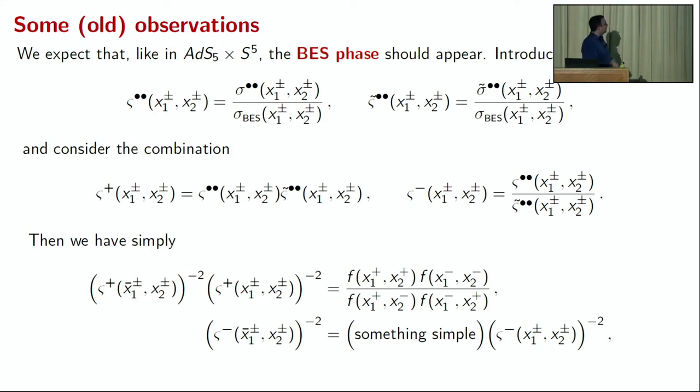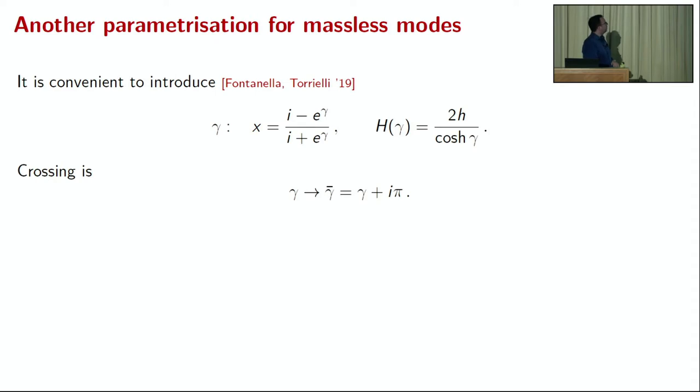Okay, what about the massless? For the massless, one nice thing is that there is another parameterization that you can introduce, which is a rapidity parameterization, where you relate x to the ratio of exponentials. Now, this is still a funny parameterization, meaning that this energy is not something relativistic. But crossing starts to look a little bit like crossing in a relativistic theory. It's just a shift of this rapidity variable.